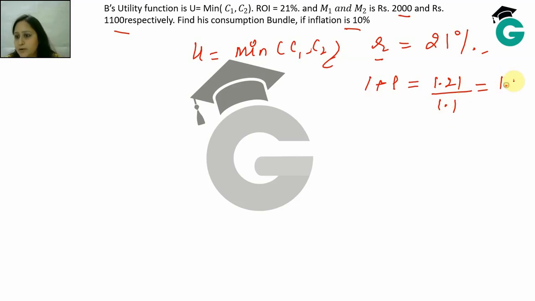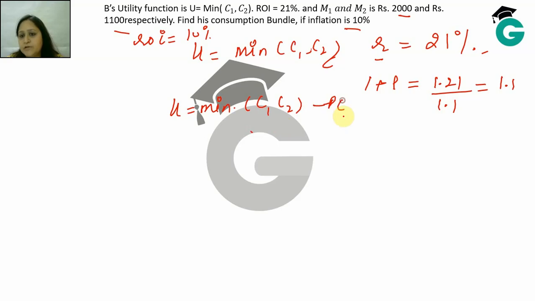This comes out to be 1.1, which means that now when I'm calculating, मैं इसके अंदर अपना interest rate क्या लूँगी? I will take the rate of interest as 10%. So minimum है, perfect complement है, तो equilibrium will be at the kink. So equilibrium is at the kink. अगर equilibrium kink पे है, then can I write C1 is equal to C2? When C1 is equal to C2, तो और budget line हमारे पास क्या होगी?